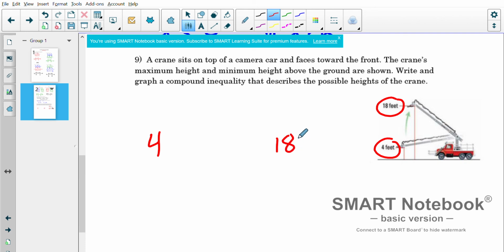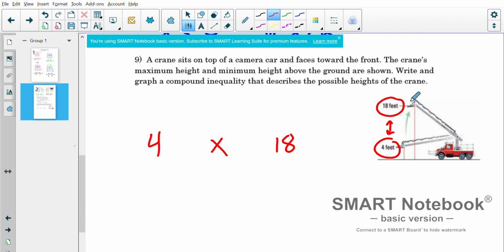Now, think logically here, guys. A crane, is it going to move in between our two limits or outside of our two limits? A crane has to move in between those limits. So if we are in between, it has to be an and statement. So our unknown is going to go in the middle.